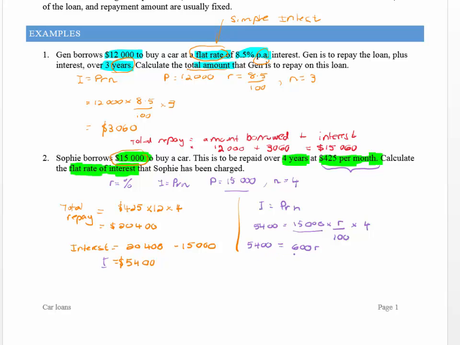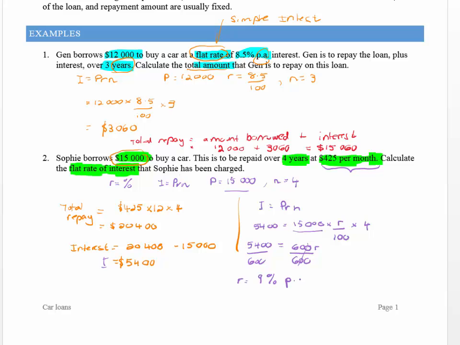And this is a simple equation I can solve. This is 600 times R. The sign between the 600 and the R is times. So I'm going to divide both sides by 600. So that cancels. And if we work that out on our calculators, we get R equals 9%.